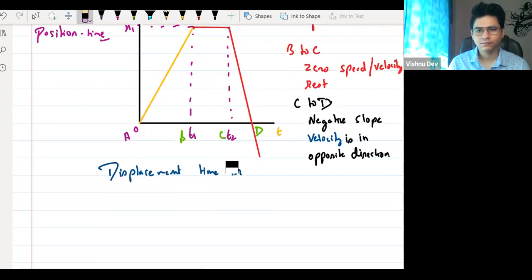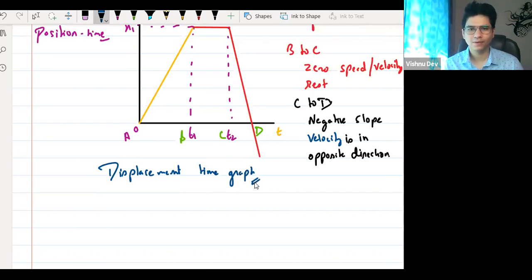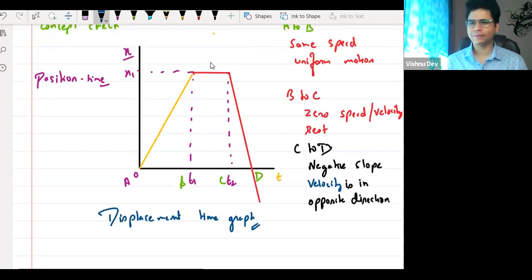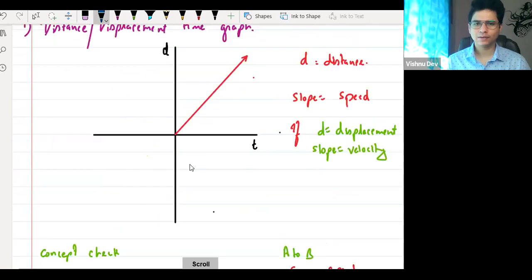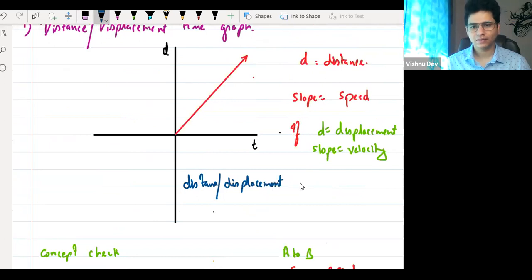समझ में आ गया सबको, राइट? समझ में आया? Yes, sir. Okay, right, very good. Okay, so I guess displacement time graph सबको समझ में आया. Distance time graph सबको समझ में आया. This was your distance time graph. This can actually be both distance or displacement, right? ठीक है, clear है सबको? Very good, very good. Now let us see this.